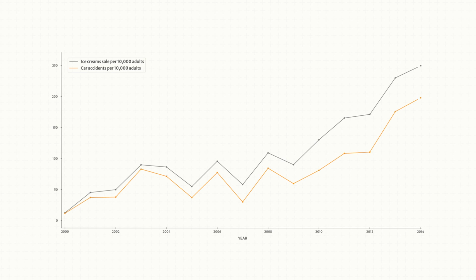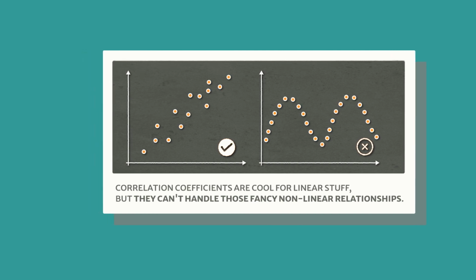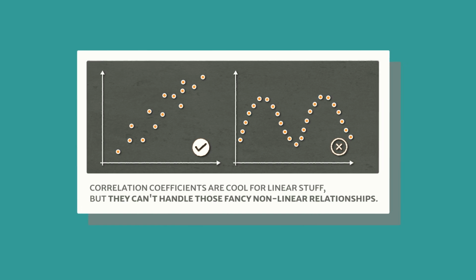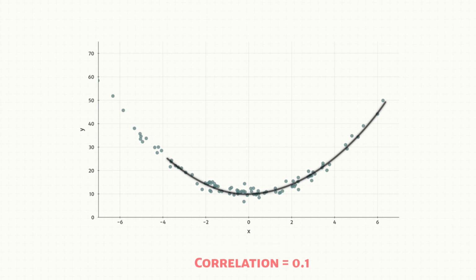Oh, and let me break it to you. Correlation coefficients are cool for linear stuff, but they can't handle those fancy nonlinear relationships. Like, there's this data with a correlation of 0.1. But hey, it's got a convex relationship going on between x and y. And this shows you that you have to plot your data. Your eyes are your best mates for spotting hidden gems.